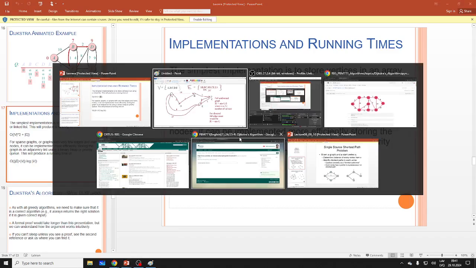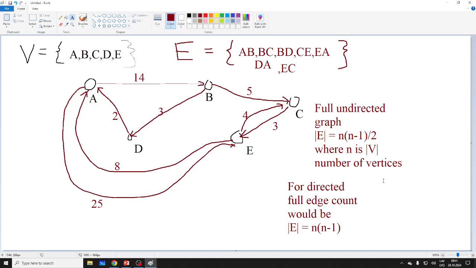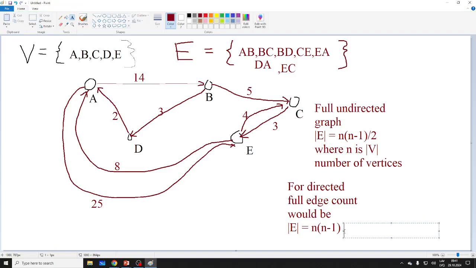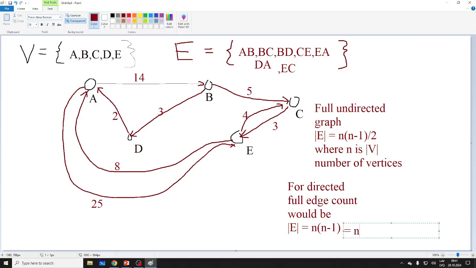Because remember from our discussion of quadratic, if you have to do something on the edges once, so n squared minus n, equals n squared minus n. This is still quadratic, worst case scenario.